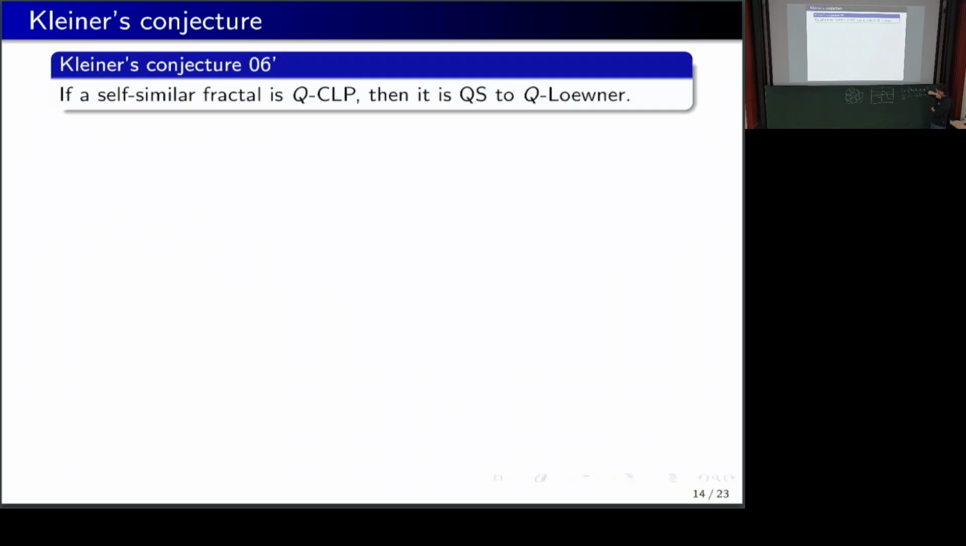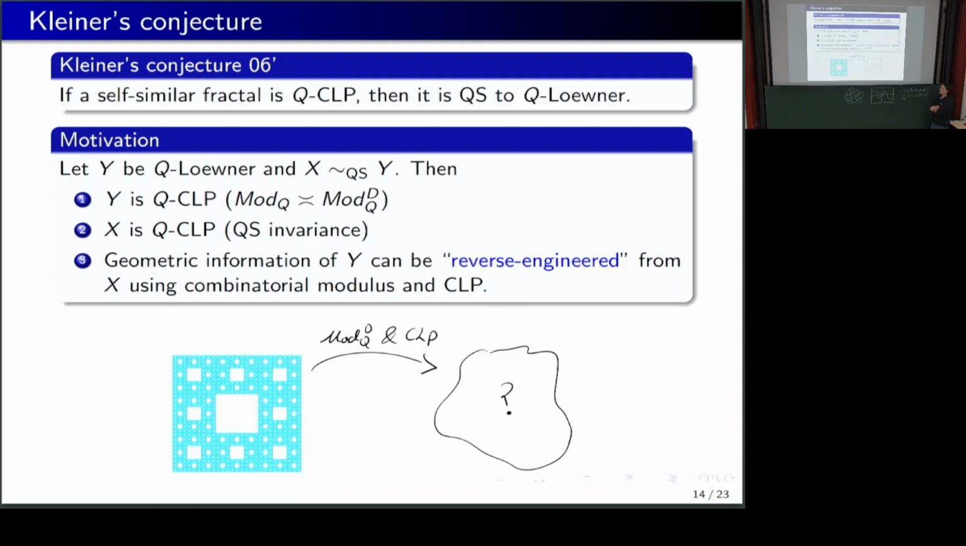Now I will give you the precise statement of Kleiner's conjecture. It says that if I have a self-similar fractal which satisfies the combinatorial Loewner property, then it should be quasisymmetric to a Loewner space. Now I will give you some motivation why anyone would think this is true and why this is a natural statement. First of all, if the hypothetical Loewner structure exists, so Y is Loewner, then it is combinatorial Loewner. It follows from the previous statement I just said. But because the combinatorial Loewner property is quasisymmetry invariant, then so is X.